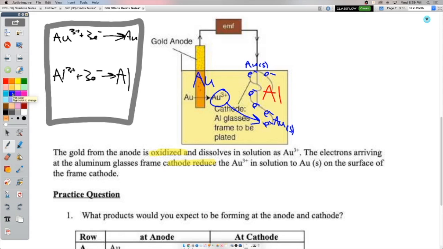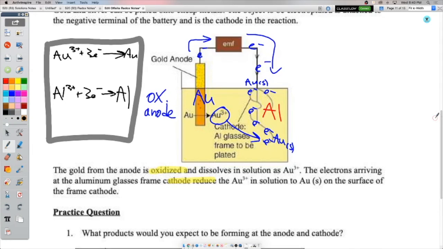Who's being oxidized, who's losing electrons? Well, the electrons are going this way. So who's losing them? Gold. So this is oxidation. This is the anode. Who's gaining electrons? As they leave the gold, they're going to the aluminum, so the aluminum is gaining electrons. Reduction is happening here, and don't forget, red fat cat. Red fat cat. So it's getting bigger, that's the fat part. And this is the cathode.